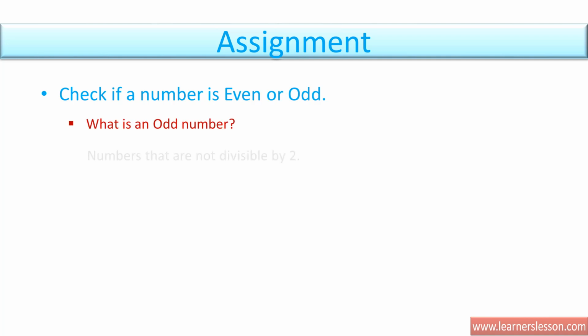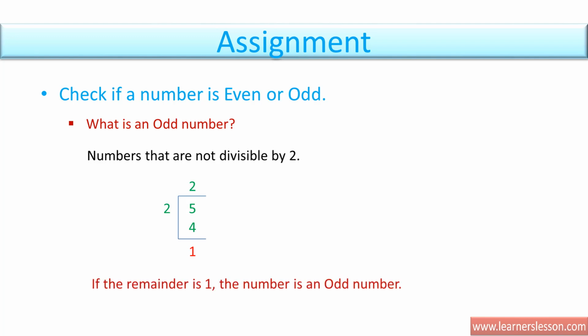What is an odd number? Numbers that are not divisible by 2. What do I mean by this? Say you have a number called 5 and you are dividing this number by 2. 2 2s are 4 and you have remainder 1. So since this has a remainder 1, it is not divisible by 2. So this particular number is an odd number. So 5 is an odd number since it's not divisible by 2 and it has a remainder 1.